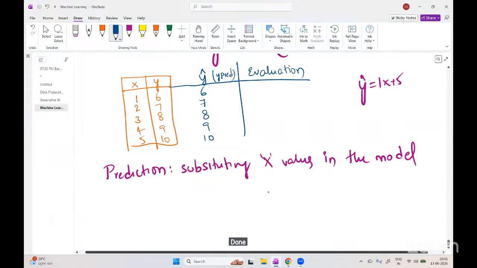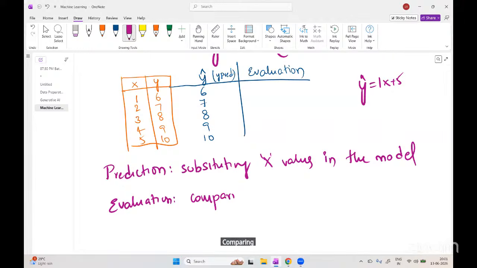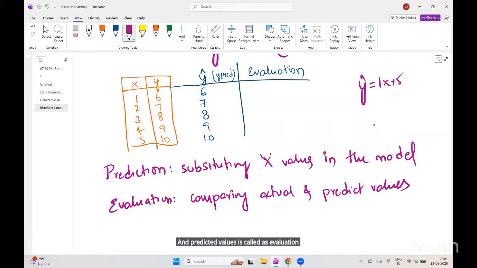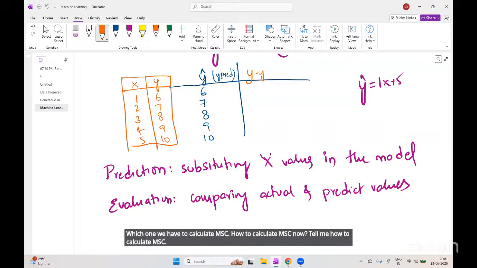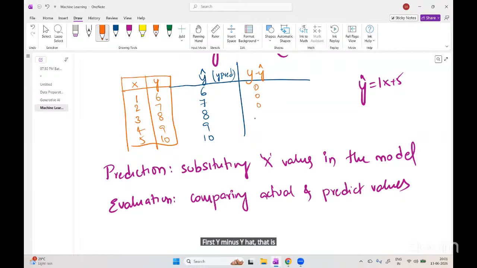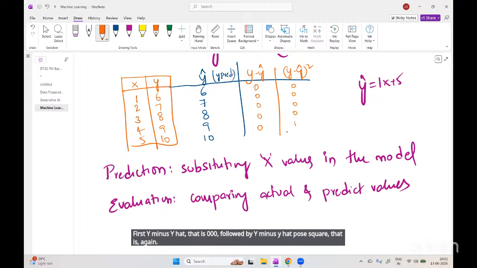Done. Now, what is the next one I told you? Evaluation. What is meant by evaluation? Comparing actual and predicted values is called evaluation. Now, which one do we have to calculate? MSE. How to calculate MSE now? Tell me. First y minus y hat, that is 0, 0, 0, 0, 0. Followed by y minus y hat whole square, that is again 0, 0, 0, 0, 0.